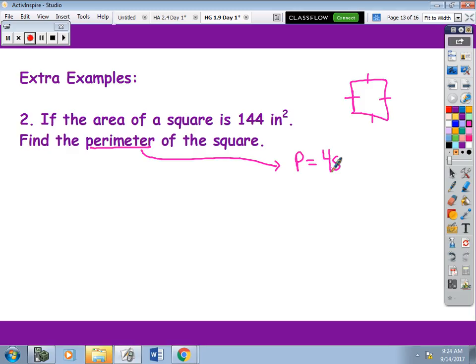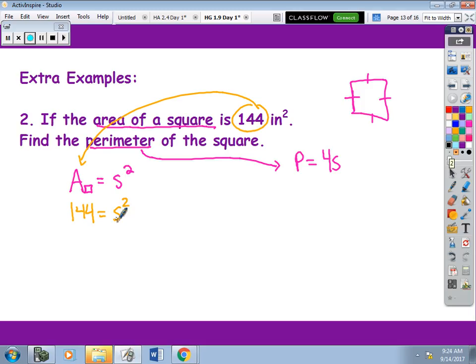So we have to figure out what each side length is. We don't know each side length, we know the area though. So the area of a square formula, and sometimes you'll see me put a little square next to it so you know what formula I'm using, is s squared. So again, we're going to plug in the 144. You're not squaring 144, that's just your unit. Just ignore it really when you plug in. We'll plug the 144 in for the area, and then we'll solve for each side length.